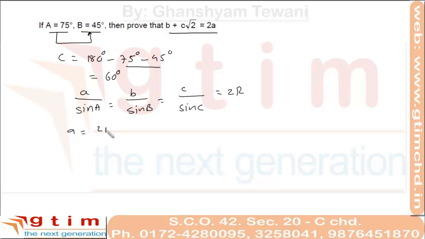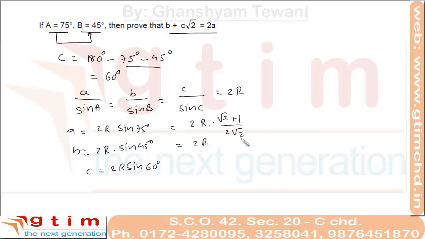Now a is equal to 2R multiplied by sine A. Now sine A is sine of 75 degrees. b is equal to 2R times sine 45 degrees. And c is 2R multiplied by sine of 60 degrees. Now, what is sine 75 degrees? That is sine of 45 plus 30, that is root 3 plus 1 upon 2 root 2. Sine 45 degrees is 1 upon root 2 and sine 60 degrees is root 3 by 2.